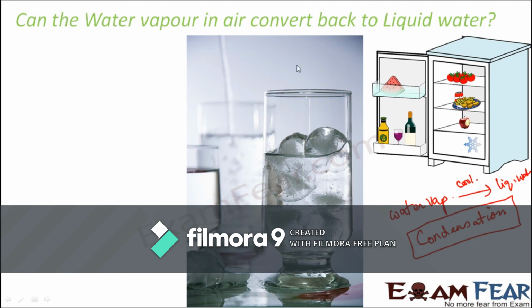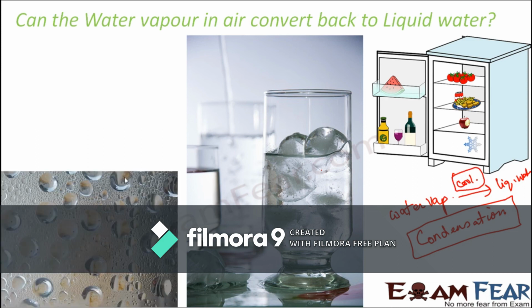So in this case, what happens? You have water vapor in the surrounding air. Due to the cold temperature, that water vapor gets cooled and converted to liquid water, which is seen as droplets on the outer surface of the glass. So this experiment proves that it is possible to convert water vapor in the air into liquid water. But how is that possible? By cooling. So these droplets of water were a result of condensation.